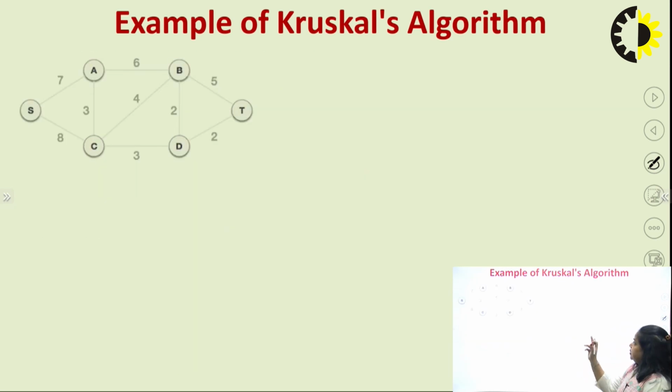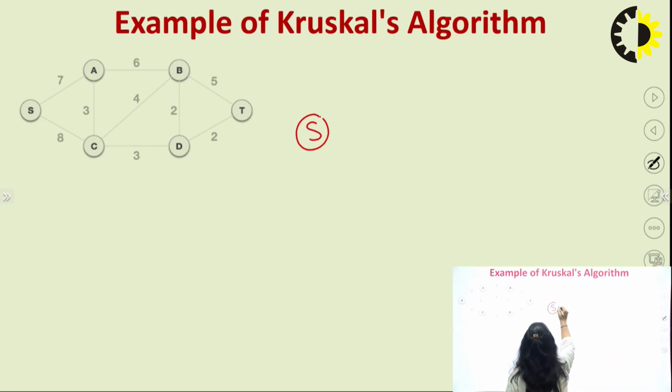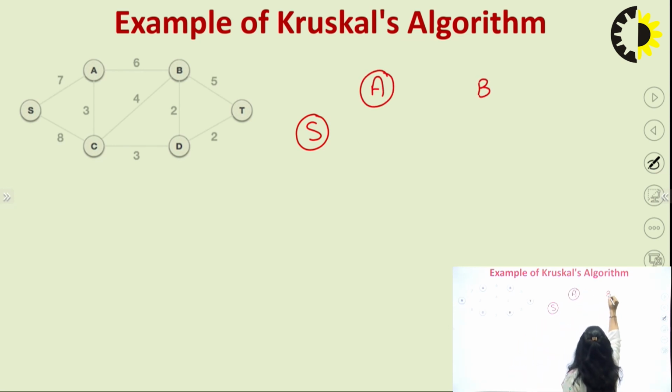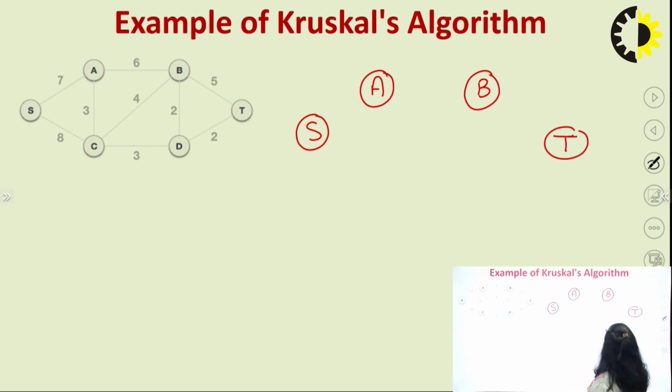Now you can see the example of Kruskal's algorithm. Suppose this graph is given. So first of all, we have to make a forest. For this graph, I will make a forest: S, A, B, then we have T, then we have D and C.